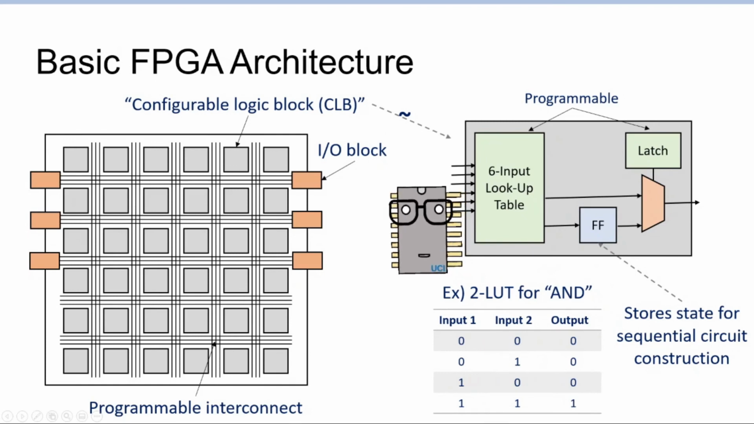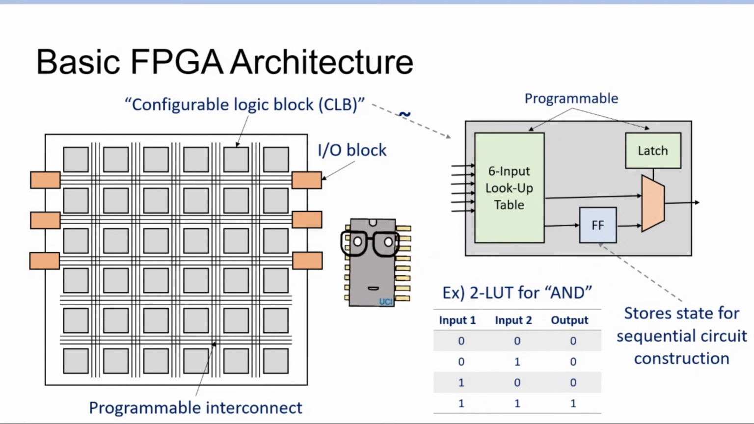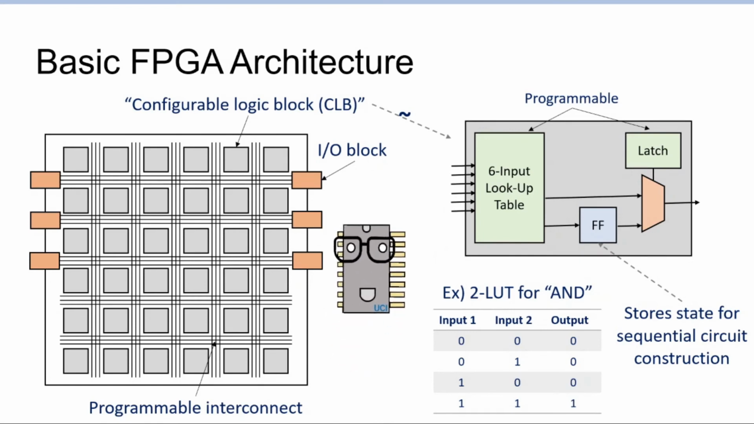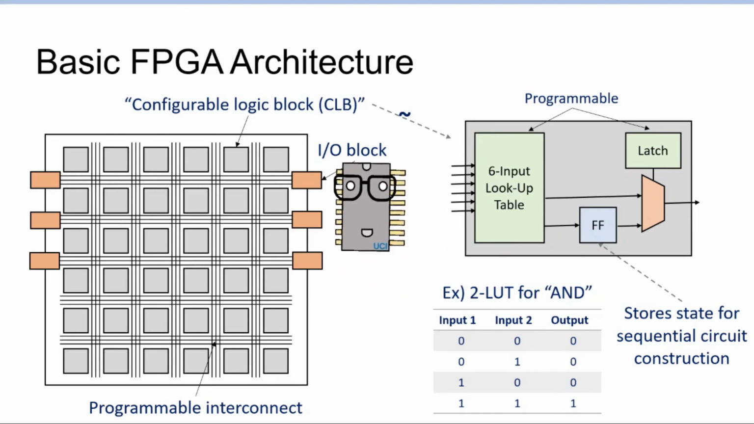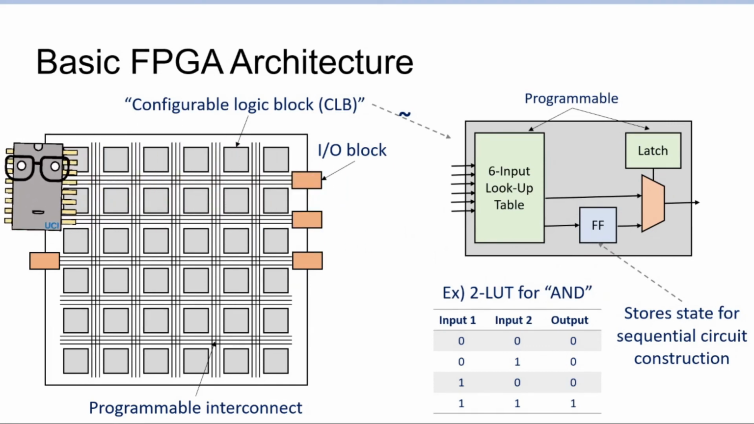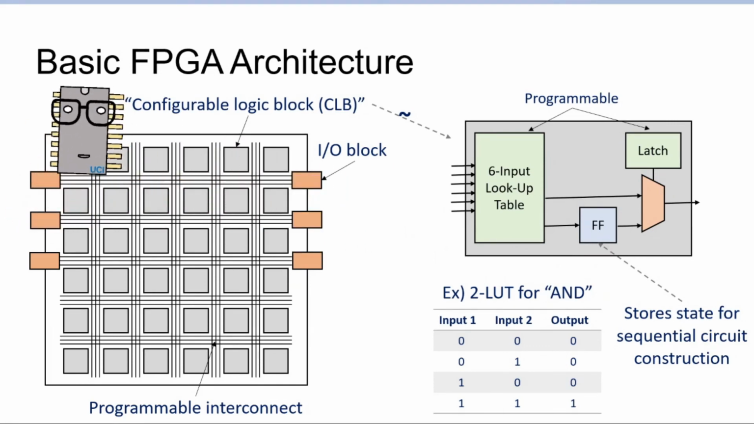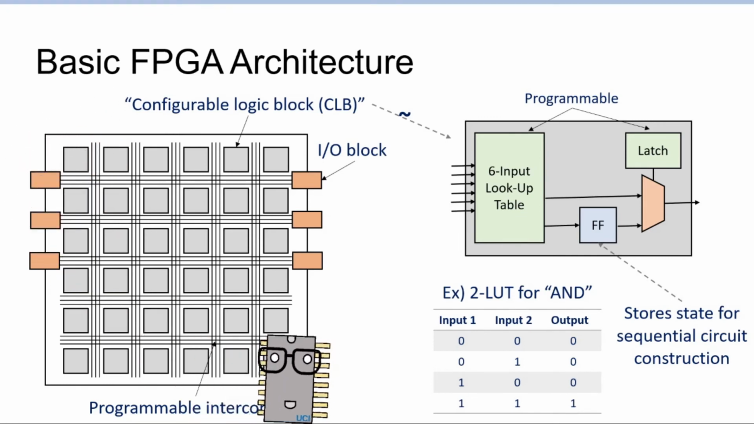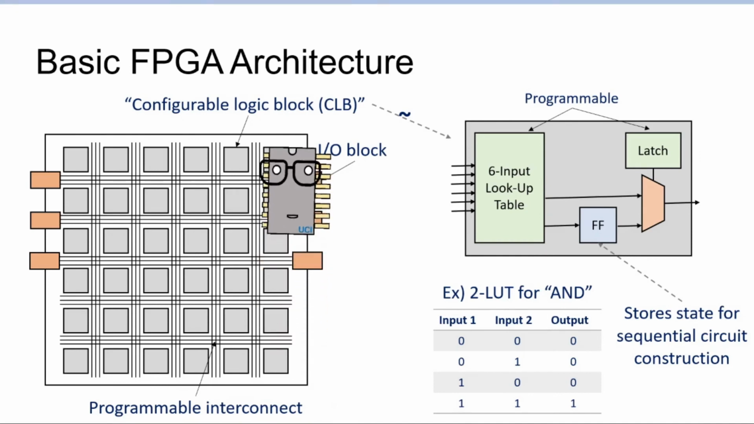The basic architecture of an FPGA chip looks a little bit like this, what you see on the left. This is a chip. There are I/O blocks, which represent I/O pads, the physical pins that you can actually use to plug into the motherboard, et cetera. And inside the chip, there is a grid of what are called configurable logic blocks, CLBs.